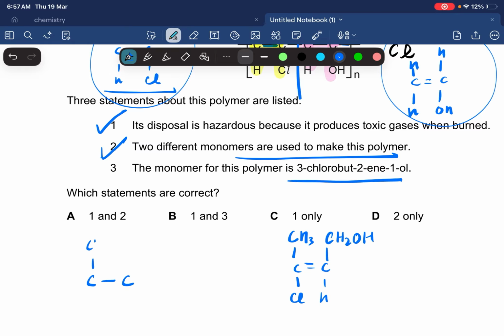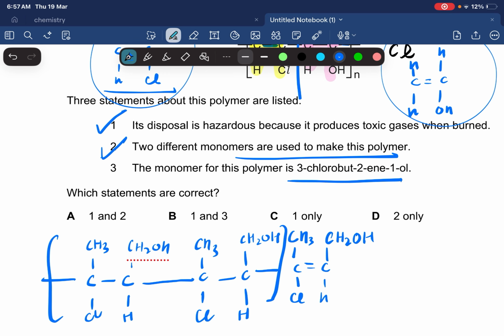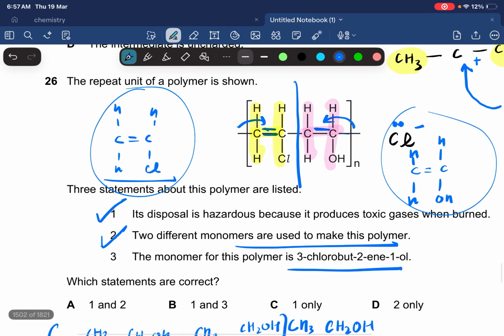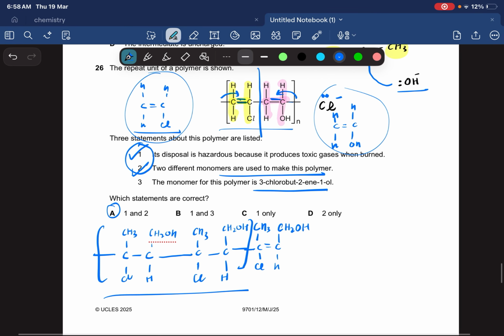I'm going to form CH3Cl, CH2OH, H, then CH3Cl, CH2OH, and then H, and there are going to be two extension bonds like this, and that's my polymer, which does not match the one in here. So only my first two options seem correct. You can see it for yourself. This polymer does not match this polymer.